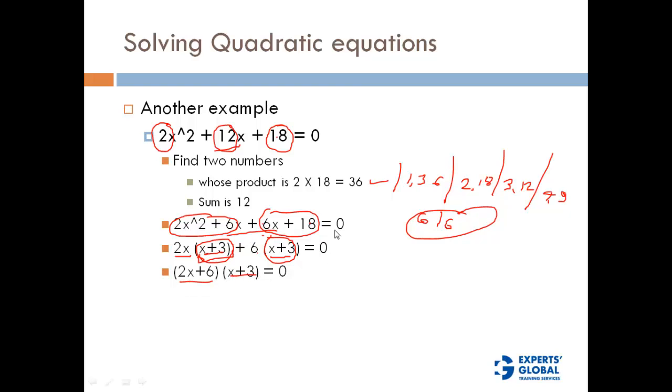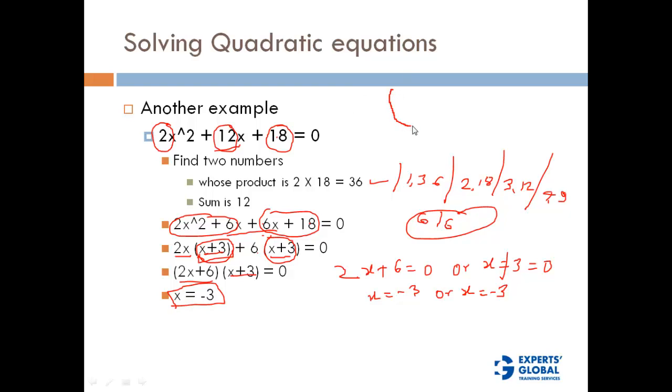x plus 6, x plus 3 is equal to 0. So that means either x plus 3 is equal to 0 or x plus 3 is equal to 0, right? So that means x is equal to minus 3 or x is equal to minus 3. In both the solutions we got the same number, so that means actually there is only one solution, right? If you actually plot the graph, it is going to meet the x-axis like this, in one point, unlike most of the graphs that meet the x-axis in 2 points.